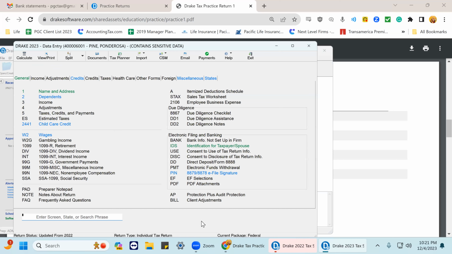Now, the tax software is there. So now, I could do this side by side. Let me see if I can get it side by side.